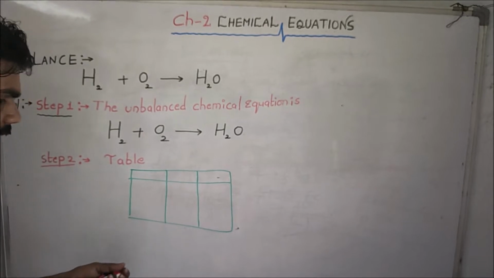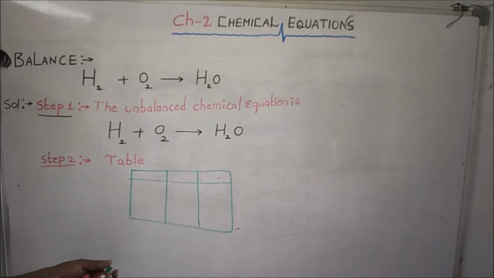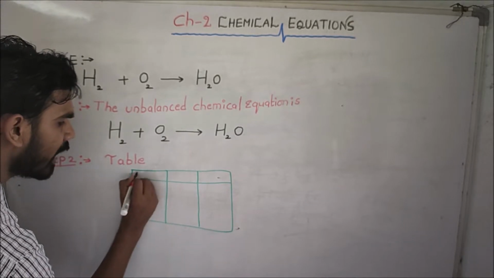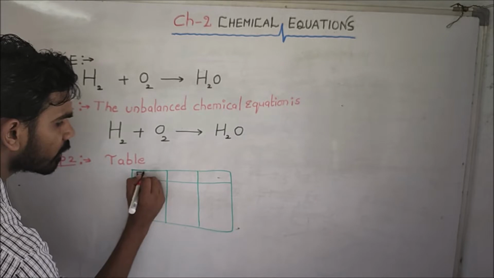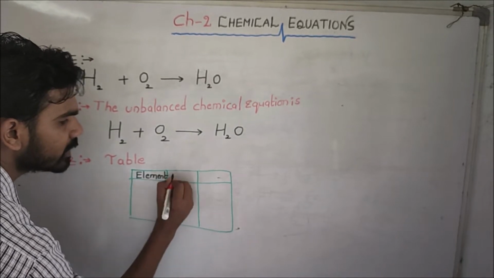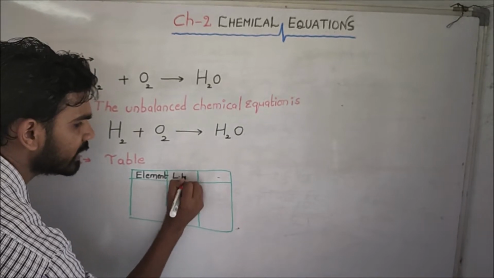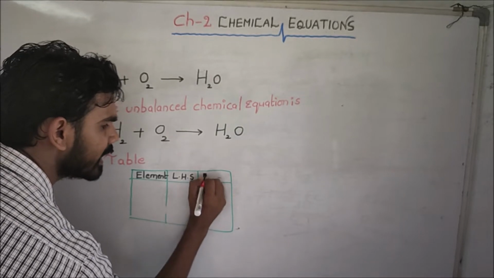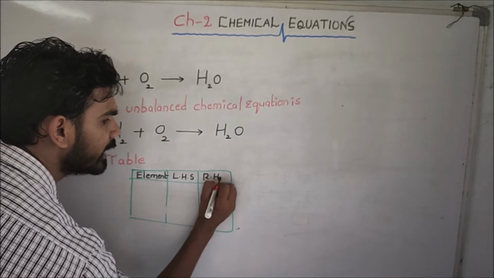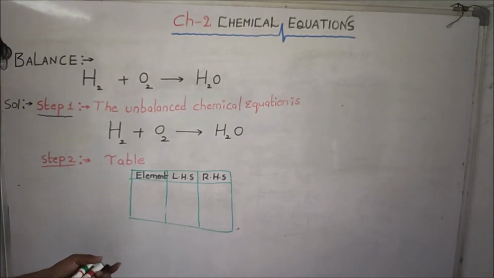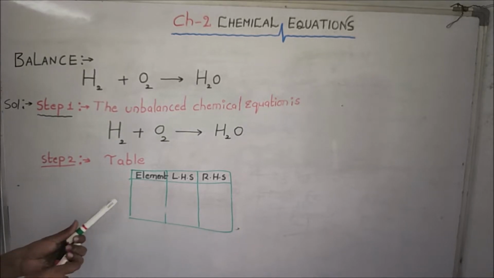Now these columns have some side headings. What are the side headings? The first column heading is element. The second is called left hand side, which is also called reactants. The third side heading is called right hand side, which is also called products. Now how many atoms are there?